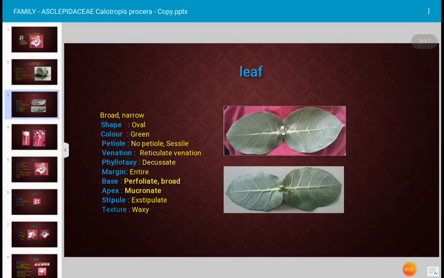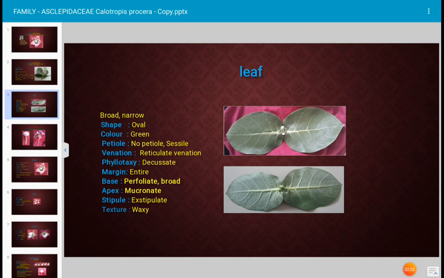This is the leaf of Calotropis procera, and the leaf is broad as shown in the photograph. The shape of the leaf is oval and the color of the leaf is green, and the leaf has no stalk. This stalkless leaf, petiole is absent. What is petiole? Stalk of the leaf is known as petiole. Petiole is absent in the leaf. Such a leaf in taxonomy is described as a sessile leaf. The leaf is directly attached to the stem.